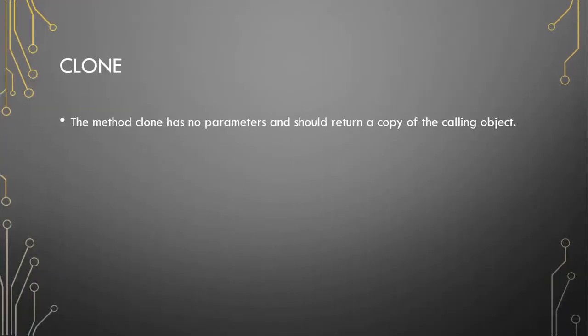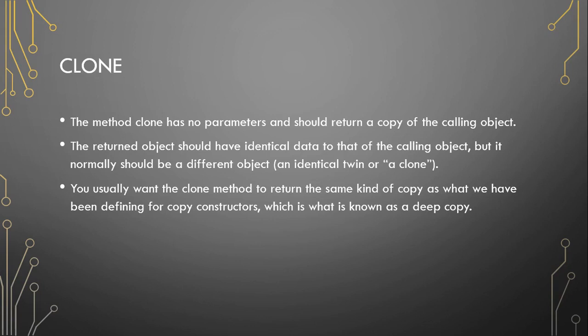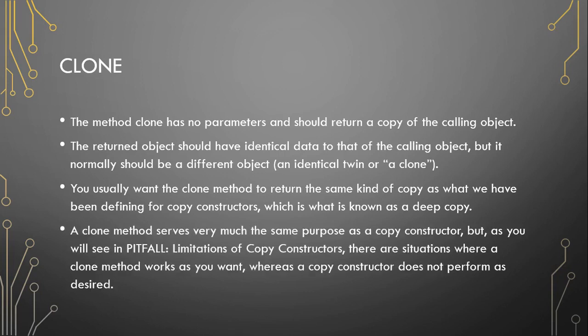Right, so as I already mentioned, the clone method has no parameters and should return a copy of the calling object. The returned object should have identical data to that of the calling object, but it normally should be a different object, so an identical twin, or a clone. You usually want the clone method to return the same kind of copy that we have been defining for copy constructors, which is known as a deep copy. The clone method serves very much the same purpose as a copy constructor. But as you will see in our pitfall on the limitation of copy constructors, there are situations where a clone method works as you want, whereas a copy constructor does not perform as desired.